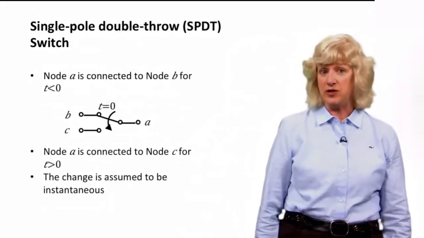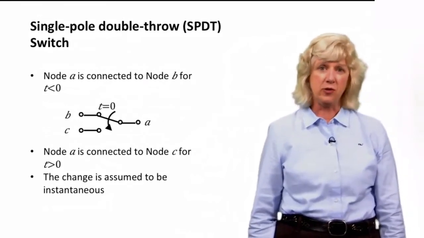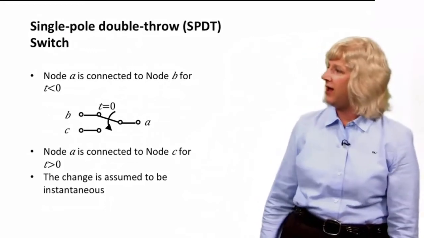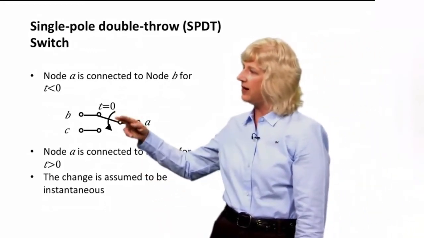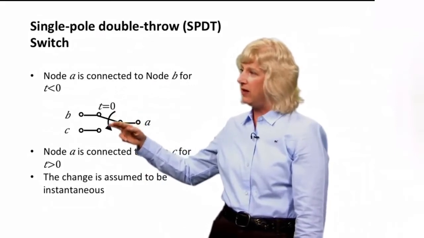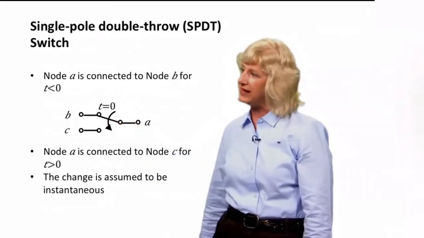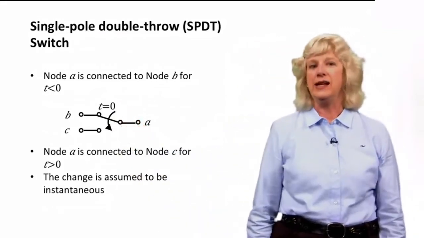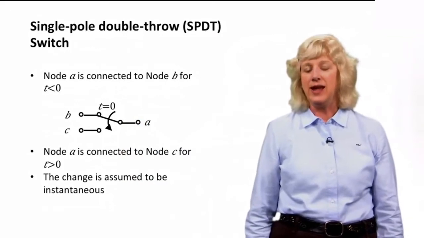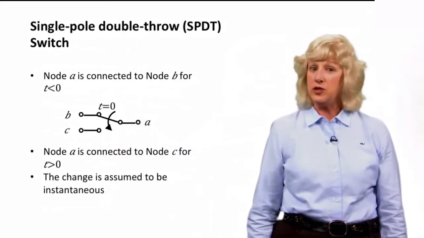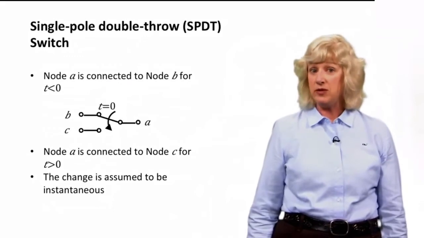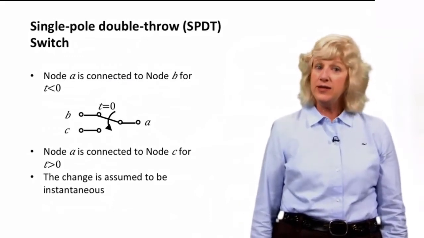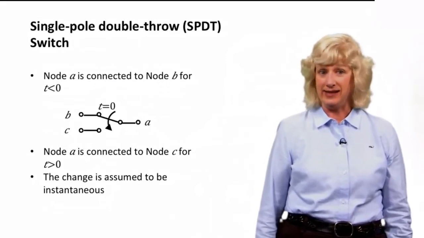The other kind of switch is the single pole double throw switch, or SPDT switch. This is a 3-terminal device, and the connection is always made either between the A and B terminals or the C and A terminals. The way the arrow is showing here, it means that initially terminals A and B are connected, and then at t equals 0, the switch changes and A and B become an open circuit, and then A and C become a short circuit. This change is assumed to be instantaneous.